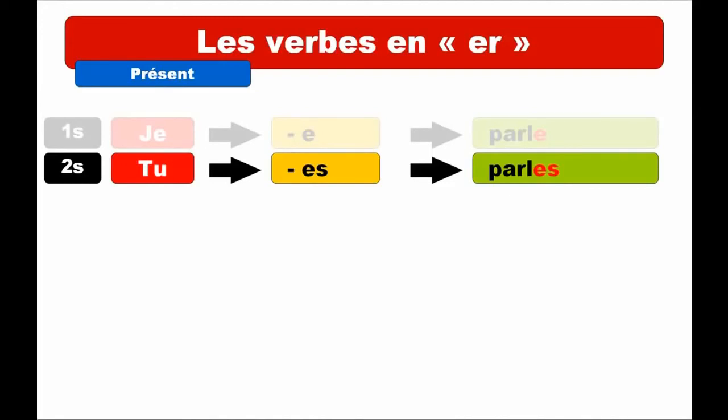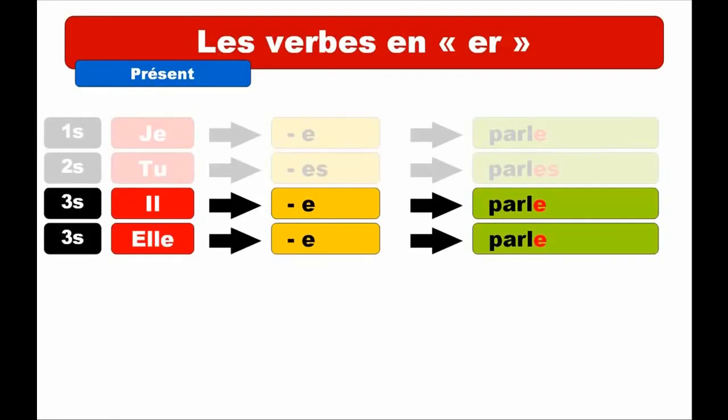For the third person, the ending is e, the same ending as for je, and you'll get il parle and elle parle. Repeat. Il parle. Elle parle. So what you pronounce for the first person, second person, and third person is actually the same form. It's je parle, tu parles, il parle, elle parle. So it's actually not that difficult.